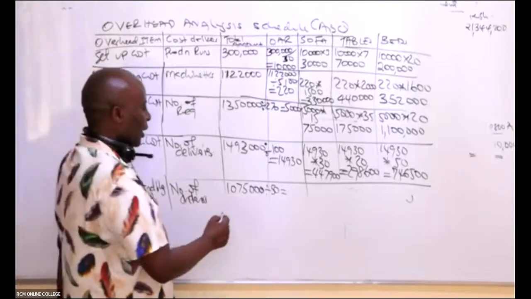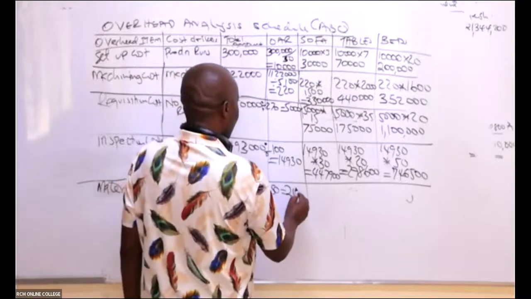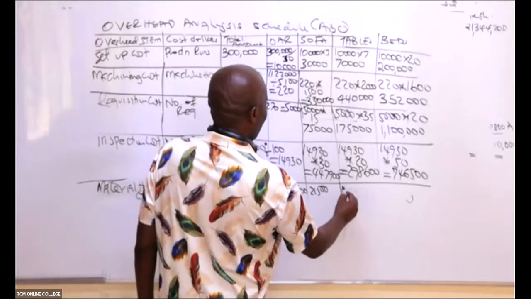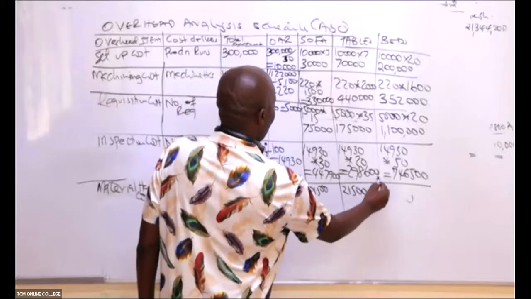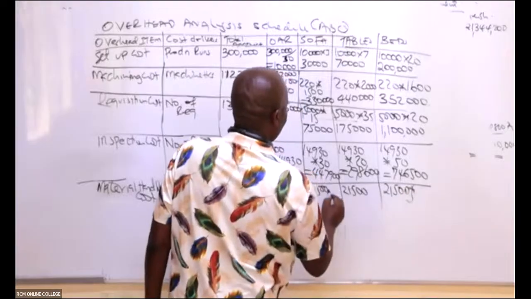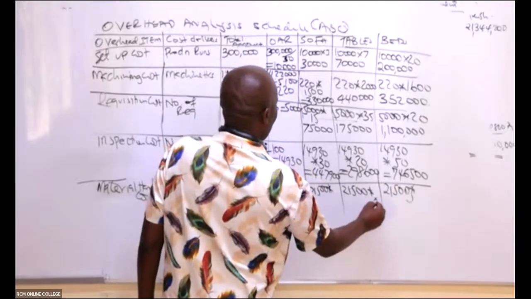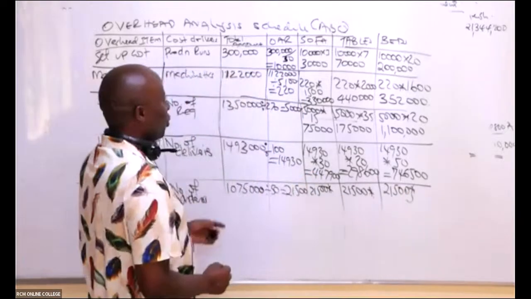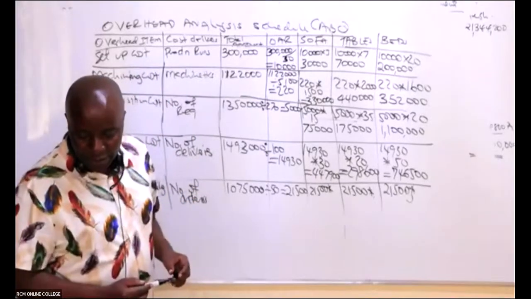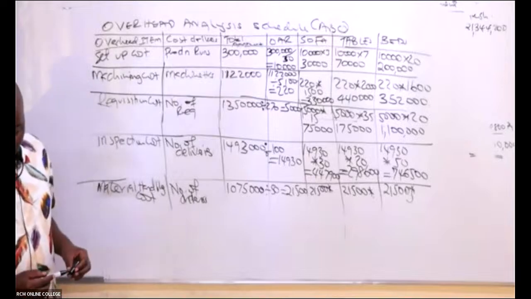$21,500. So then I'm quite good. So 21,500. Then are you able to give me the number of orders for sofa sets?